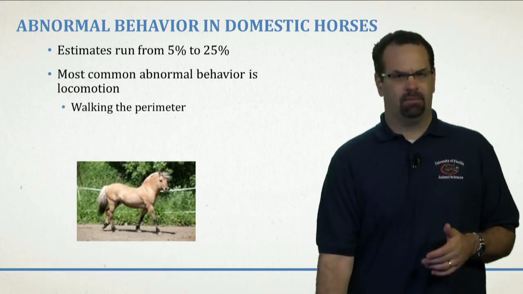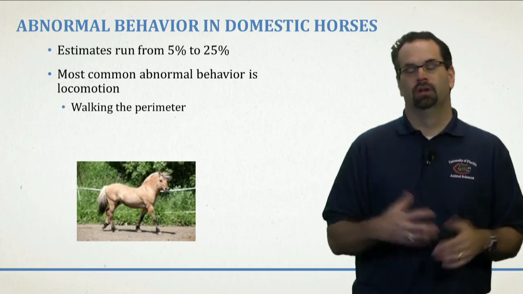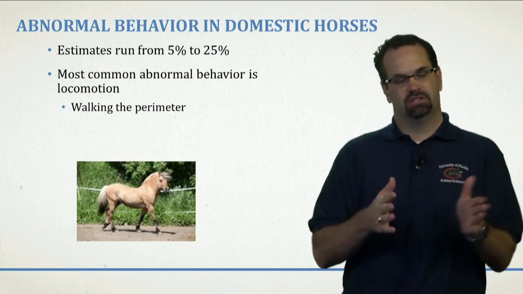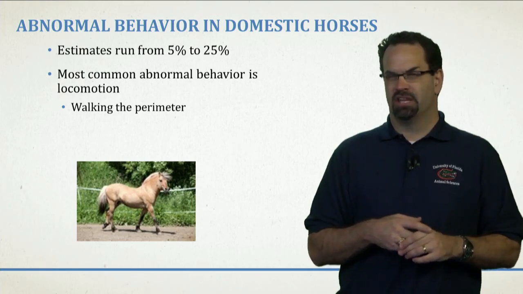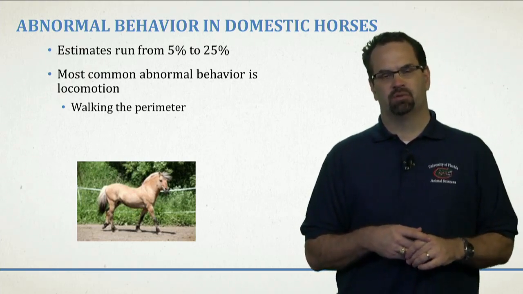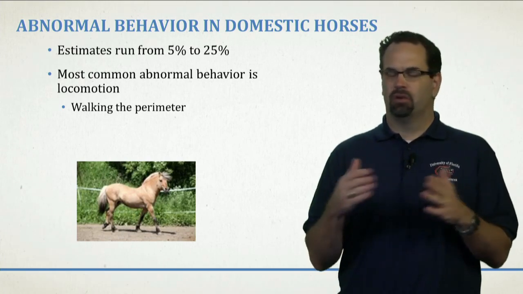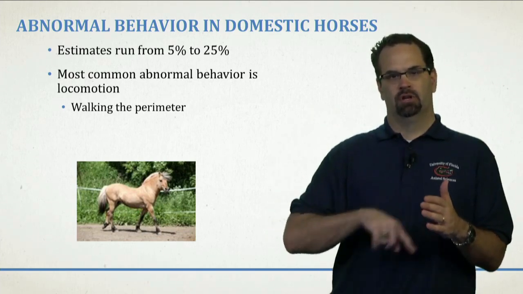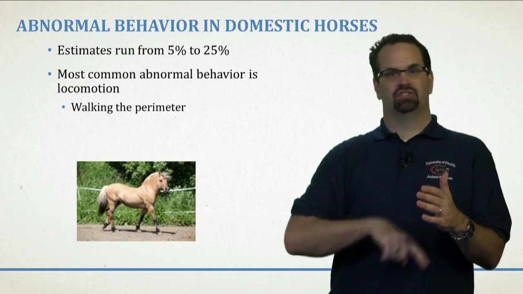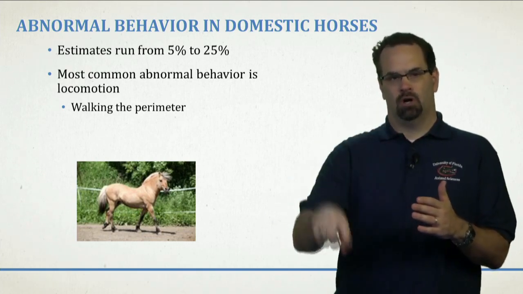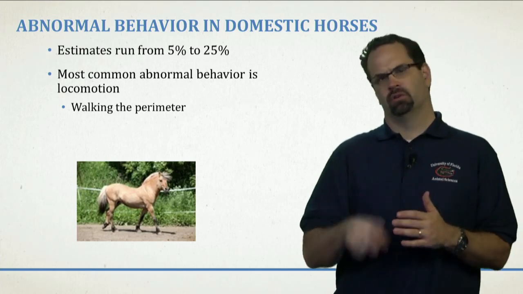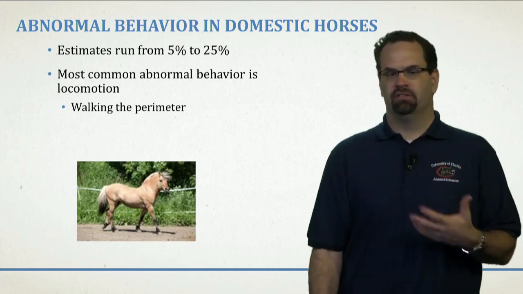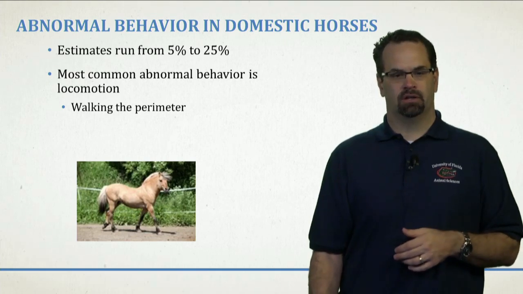Now, the most common type of abnormal behavior is actually locomotion. Again, if you go to the zoo and pay attention, if you're looking for it, you'll probably notice some of these animals doing that. The first one we talk about is walking the perimeter. This is generally in a paddock-type situation where a horse just keeps walking the perimeter of that square, almost like in a circle, and just keeps walking and walking. It repeats the pattern over and over and over. Again, it's an abnormal behavior, an attempt to alleviate boredom.